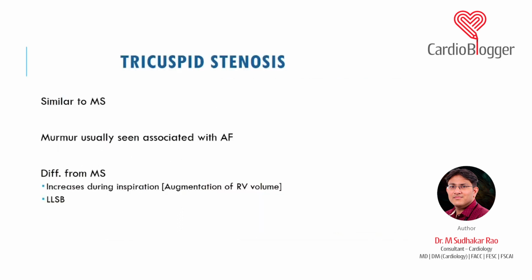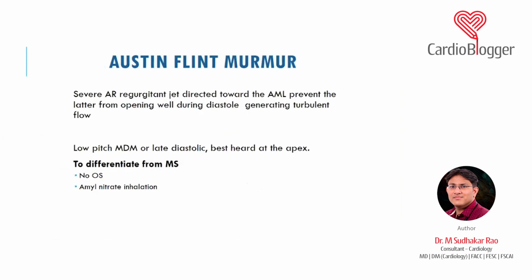Now similarly, like MS, there is something known as tricuspid stenosis. The difference is the MS murmur increases on expiration, this murmur increases on inspiration. It is best heard at the lower left sternal border compared to the apex. So this is how you have to distinguish between the MS and the TS. Though organic TS is very rare, it is found only in 5% of patients with rheumatic fever, whereas most common is the mitral valve involvement, which is seen in up to 40% of the cases.